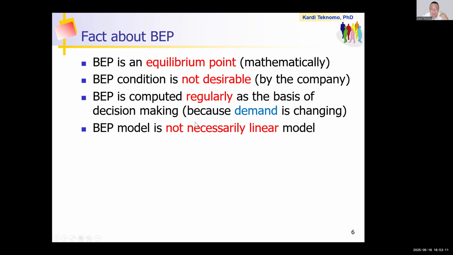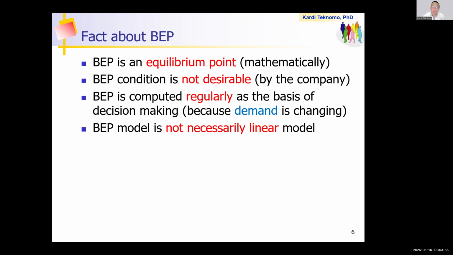So first of all, you need to understand certain facts about BEP. BEP is an equilibrium point mathematically, where the total cost is the same as revenue. So this is not something that you want as a company. It's not desirable. And this is something that you compute regularly, probably on a daily or monthly basis. Why? Because the demand keeps changing, isn't it? The BEP model that we discussed is mostly linear, but remember, this is just a model, not necessarily linear. In the end, I will show you it is possible to make it non-linear.